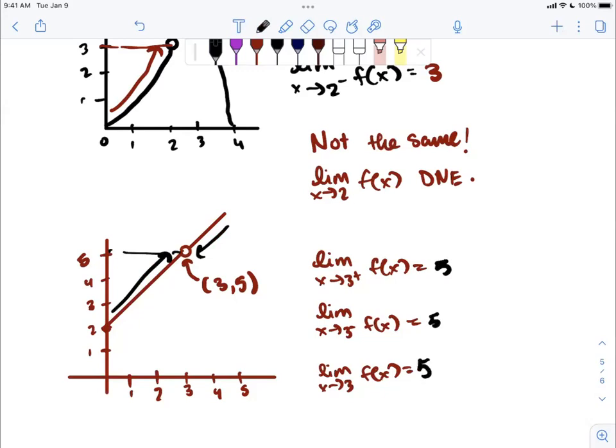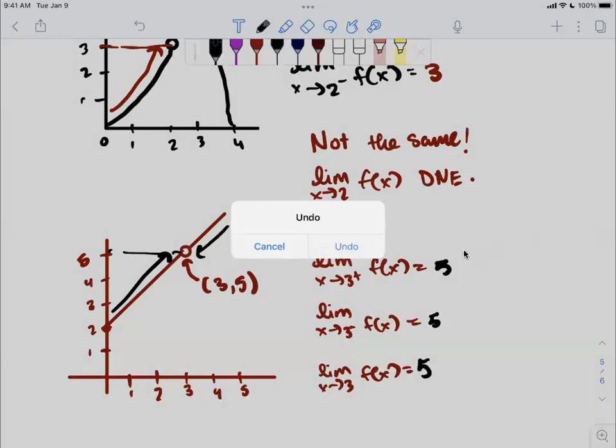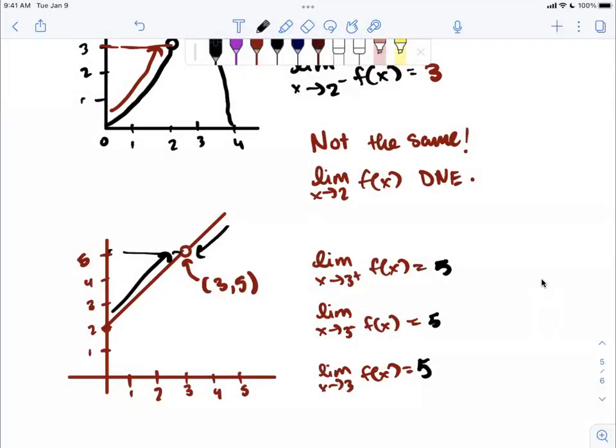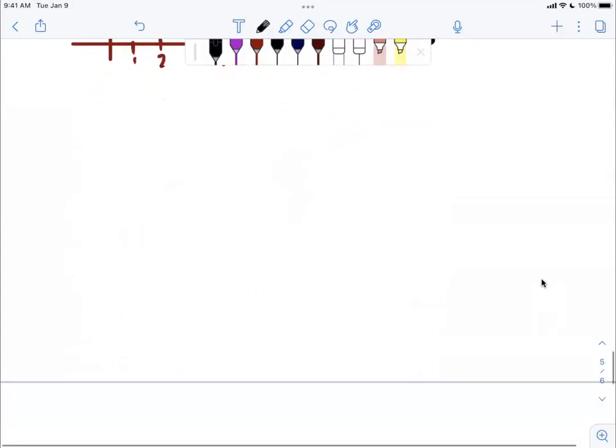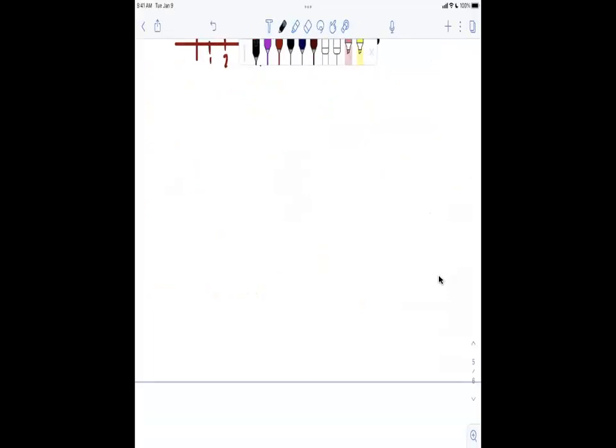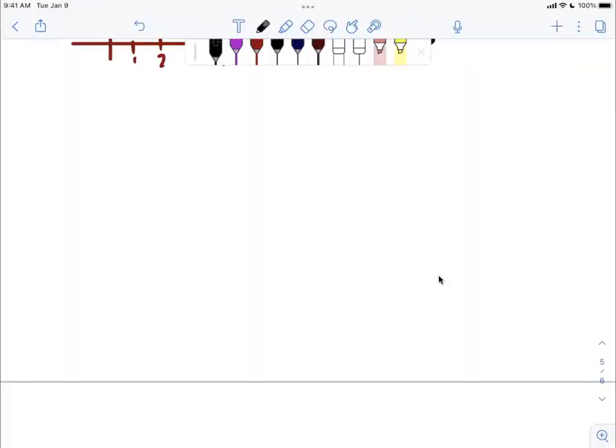All right. Let's do two more with slightly different looking graphs. And then we'll go back to doing some limits with equations. So that'll be a little bit trickier. So let's do two more graphs first.